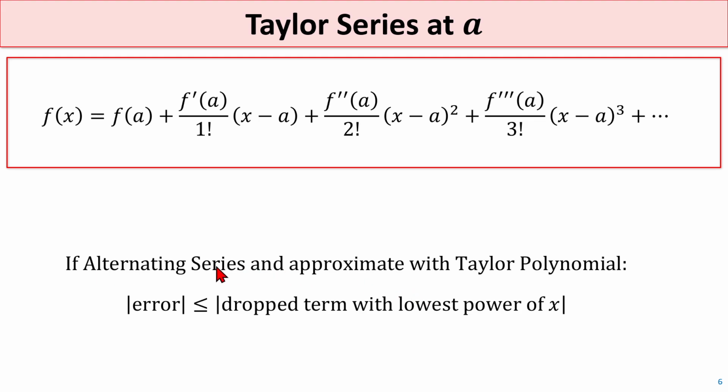And last, if you have an alternating series and you approximate it with a Taylor polynomial, as we saw in our last example, the error is going to be less than the absolute value of the first dropped term, the one with the lowest power of x. So if you included these first 3 terms, you would calculate this last term, and it gives you a maximum value for the error.